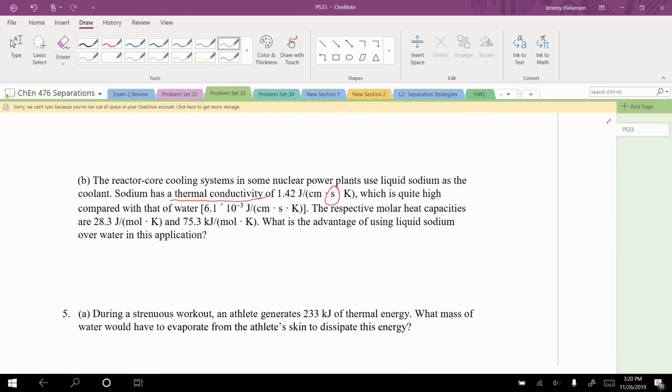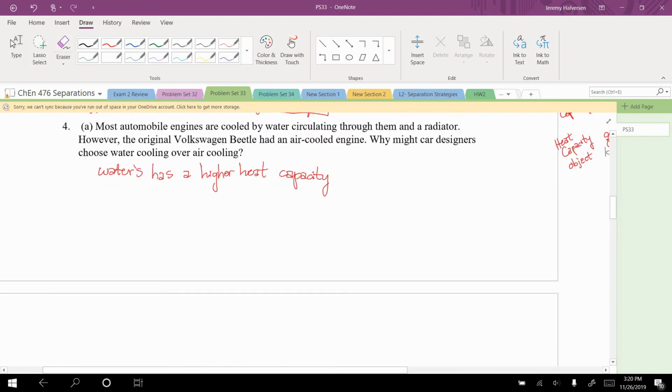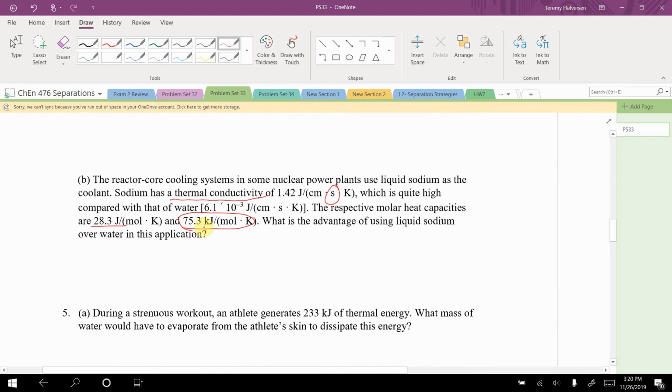So what's the issue that should be popping up in your head? It says this is water's molar heat capacity, which is higher than sodium's. Well, up here we said we'd want to use water as a coolant because it has a higher heat capacity than air. Here they're saying water has a higher heat capacity than sodium, and yet we prefer sodium. Well, what else do they tell us? They tell us about the thermal conductivity.